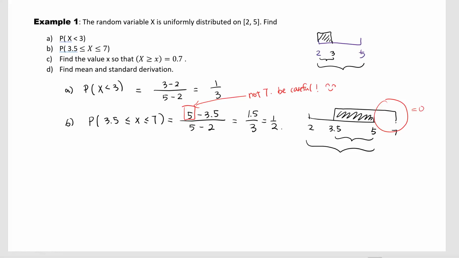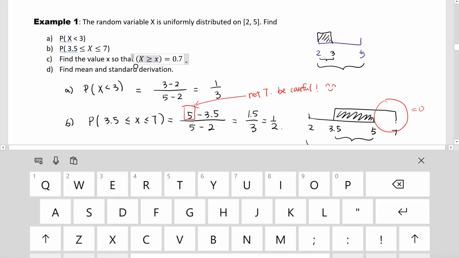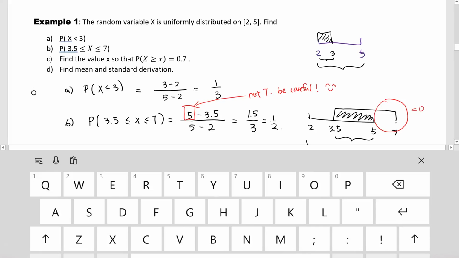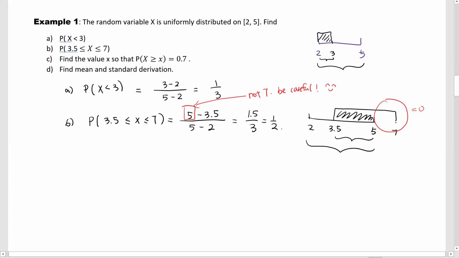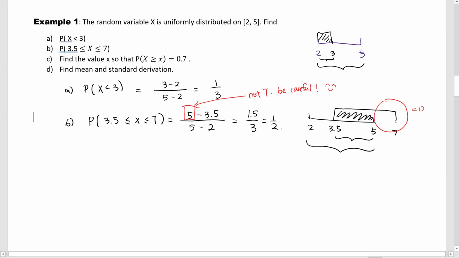Okay, so part C. In part A and part B, we were given the x values and we wanted to find the probability. In part C, we're actually given the probability, and we want to find the x values. Okay, so let's do that. Let me use blue.